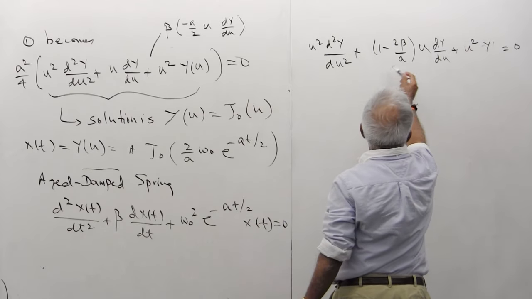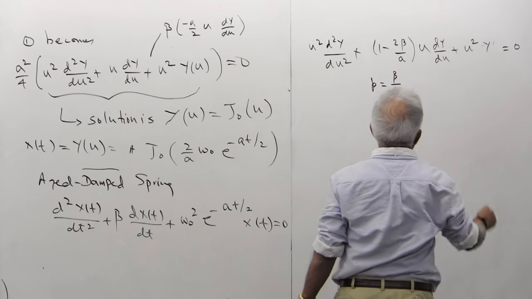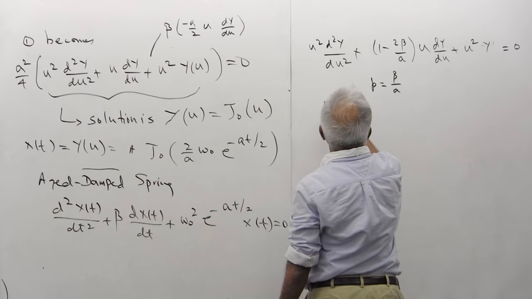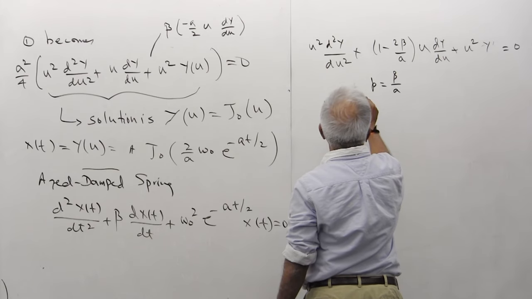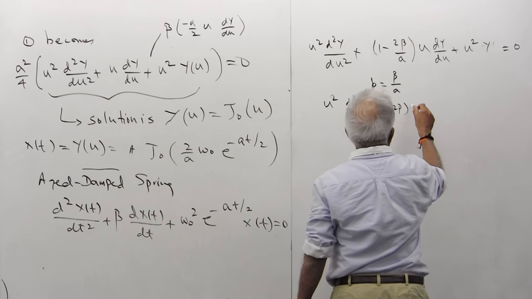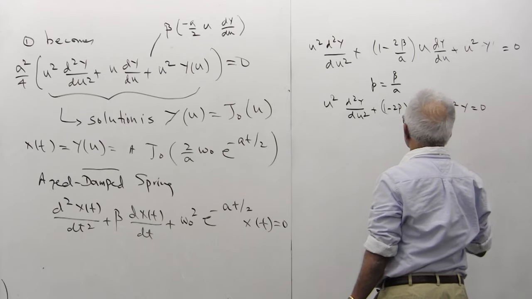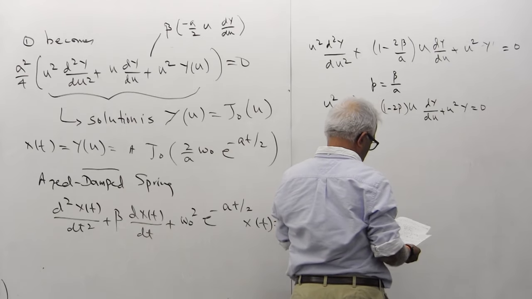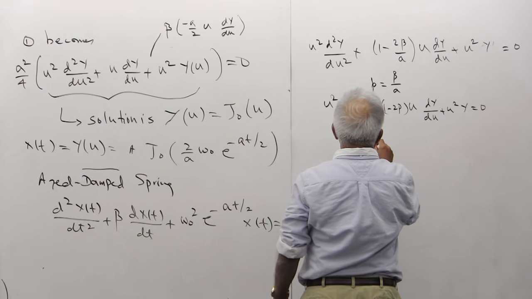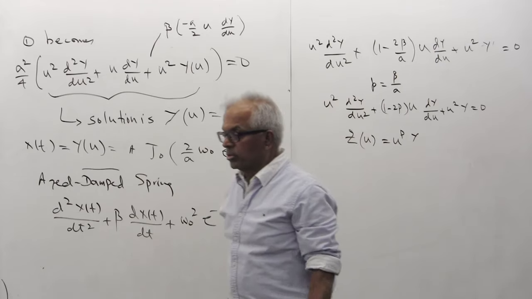Remember, this is not in the form of the Bessel function, but somebody had figured this out, and this actually goes back to old days. If you define p equal to beta over a, then this equation becomes d squared y over du squared plus (1 minus 2p) over u dy by du plus y equal to 0. To solve this, we will have to make a new transformation, and that is you define y of u to be u to the power p times a new function z of u.